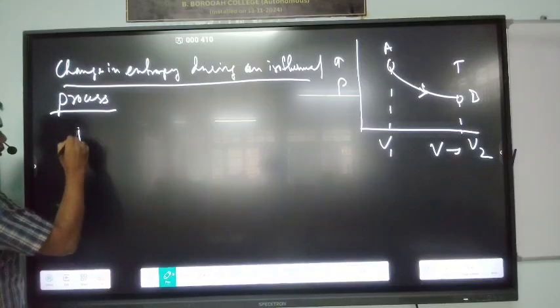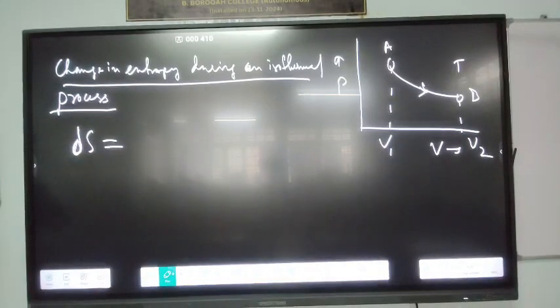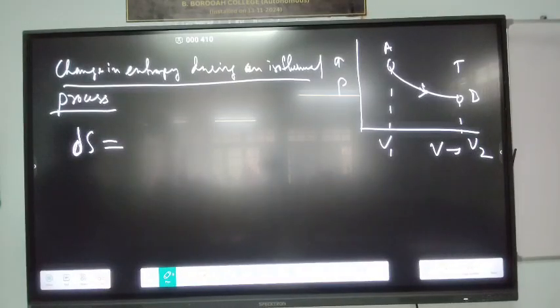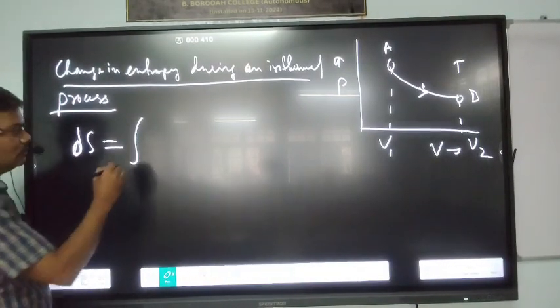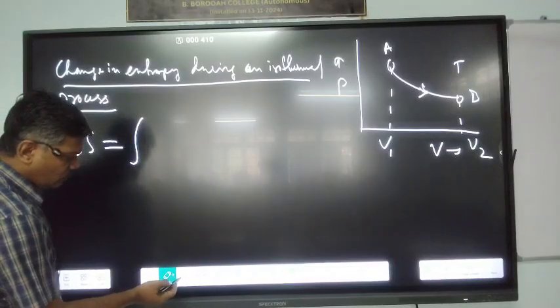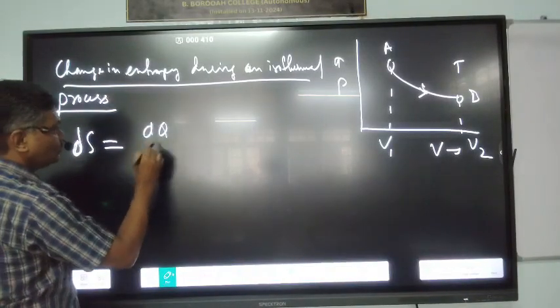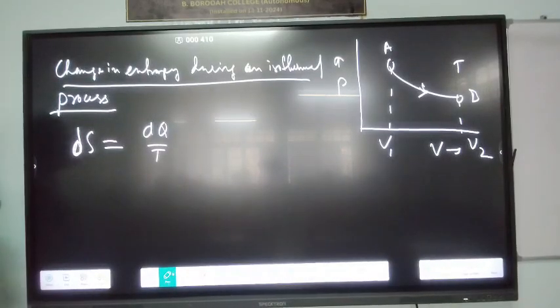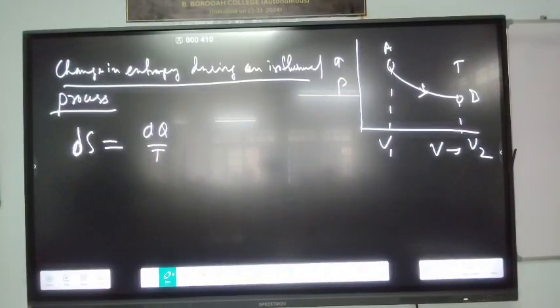I can call it ds, change in entropy ds. Here again I have to take the integration. First let me not take the integration. I will write it like this, dq by T, a small amount of heat taken. To go from A to B, you have to do the integration.